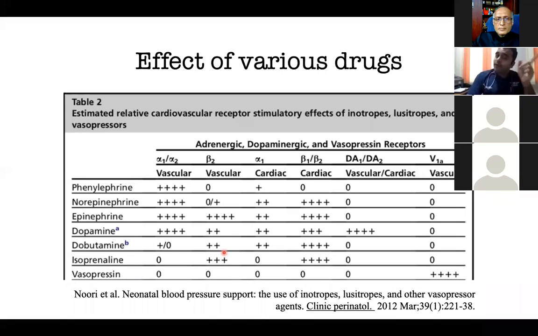Dobutamine, again, has no alpha action, so it is not a constrictor. It is a predominant inotrope, causing increased contractile force. Isoprenaline has no alpha action, only beta action. Vasopressin acts only on its vasopressin receptors, and it causes intense vasoconstriction and no action on the heart. So this is a very important slide: the effect of the various drugs used in the management of neonatal shock.